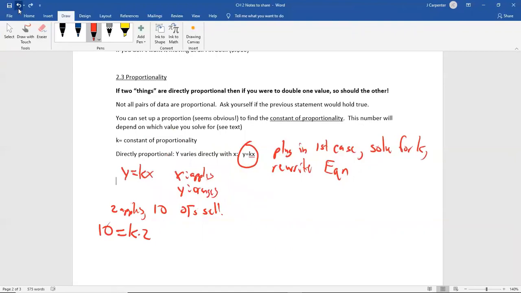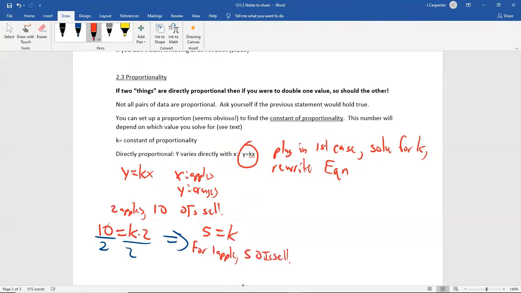And then you just take this equation and you solve it for k. K times 2 means you would divide both sides by 2. You don't even need to rearrange it. You can. That's up to you. And what you would get is 5 is equal to k. That says for every 1 apple, 5 oranges sell.